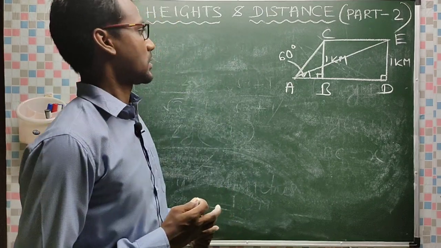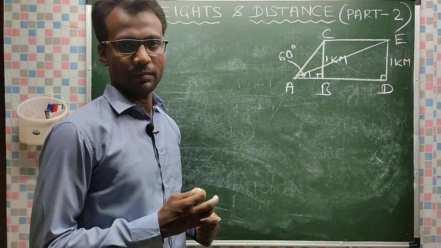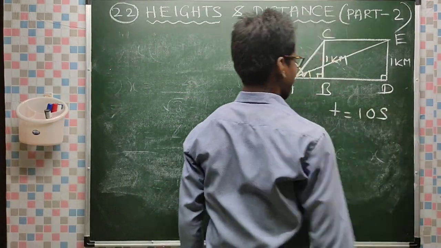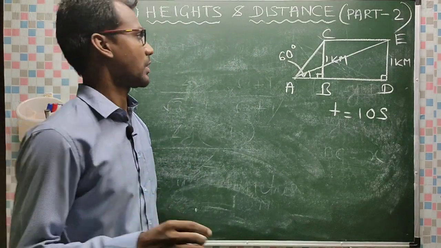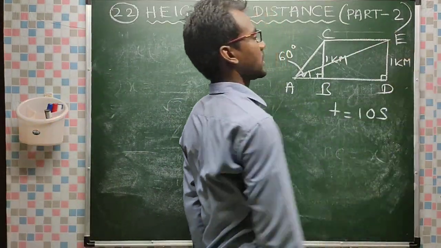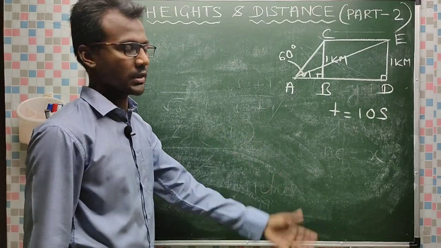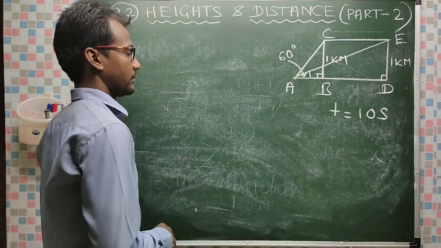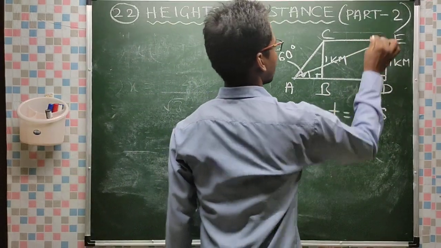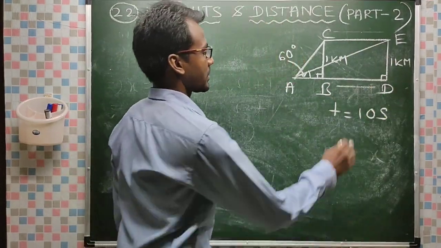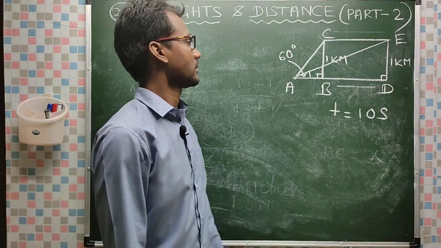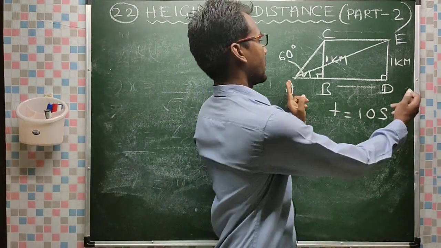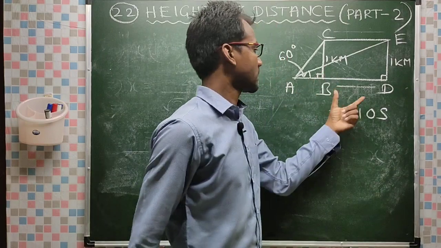Okay. Speed equal distance by time. Time we have 10 seconds. But distance we don't have. What is the distance? This is the distance, CE. So anyhow we have to find CE. Once you get the distance, we can easily calculate the speed. Okay. You can see CE is equal to BD. So let us try to find BD. How to get BD? AD minus AB will give us BD.